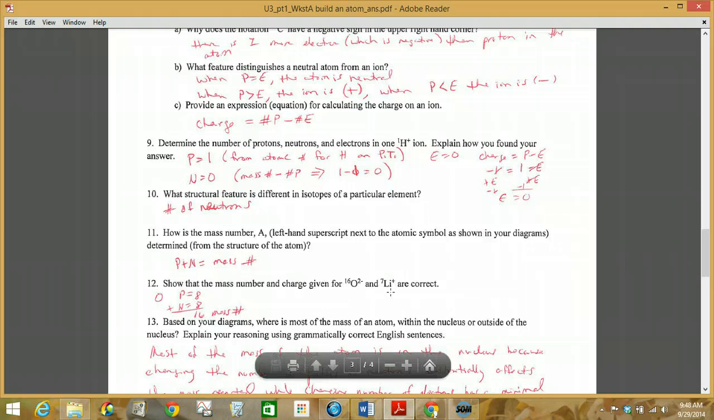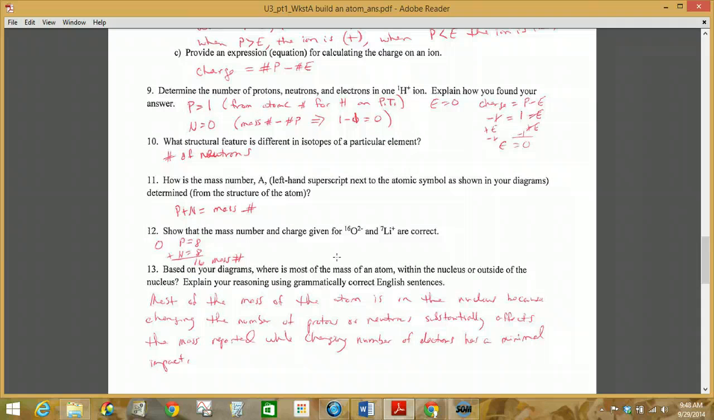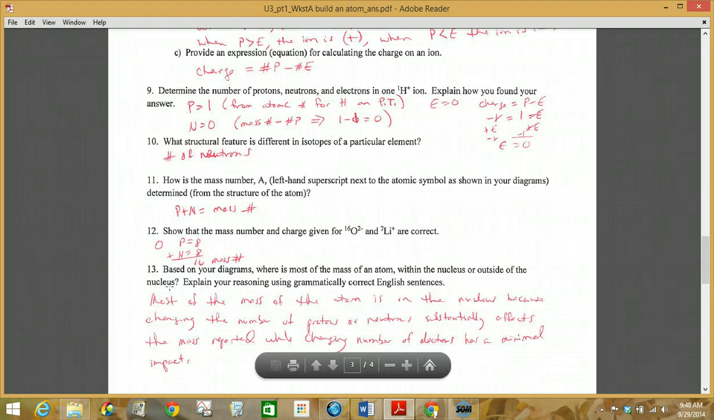So going back to our worksheet, the mass number, that symbol in the upper left-hand side of the diagram, is the protons plus neutrons. And if I wanted to figure out what the mass number is for these atoms that I built, I could add up the protons and neutrons, and that should give me this number up here on the upper left-hand side.